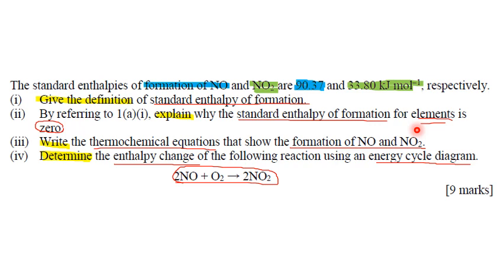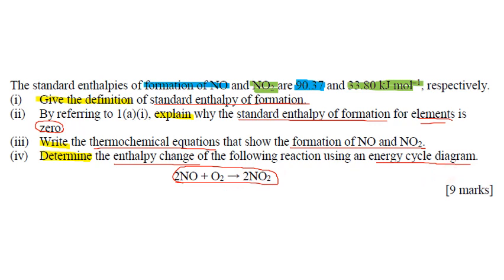Okay, if you refer to the definition of enthalpy of formation, right, it is the heat change when 1 mole of a compound is formed from its elements in their stable state under the stated condition or standard condition. So in this case, we need to emphasize for one element, the enthalpy is 0. Okay, 3, we have to write the equation for the enthalpy of formation of NO and NO2 as a thermochemical equation. 4, determine the enthalpy change of the following reaction. So how to form this reaction by using an energy cycle method.